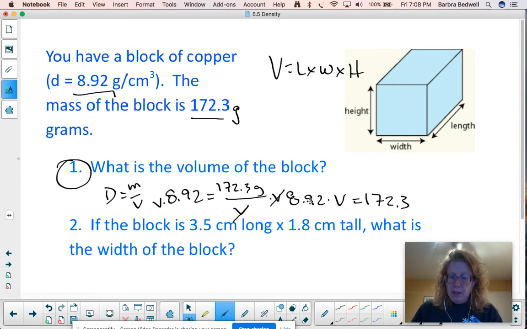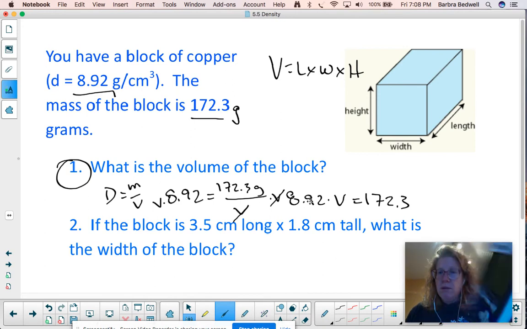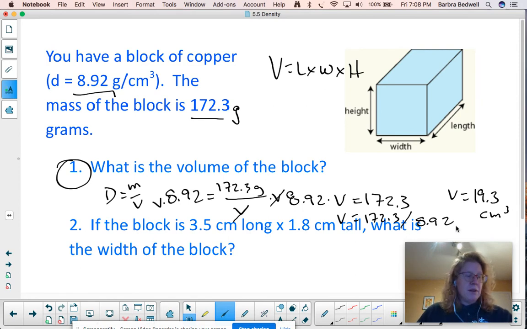So my calculator says 172.3 divided by 8.92, and I get a calculator value of 19.3 or so. If I solve for my V, I divided both sides, 172.3 divided by 8.92, and I get V equals 19.3, with 3 sig figs in our problem. And this would be cubic centimeters. There we go. So there's our volume.